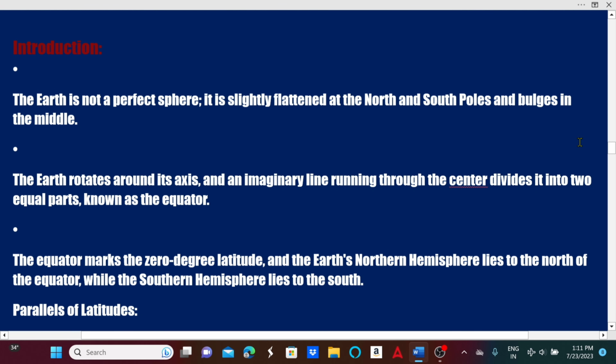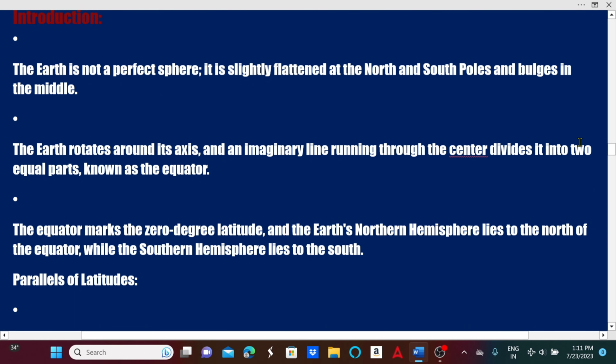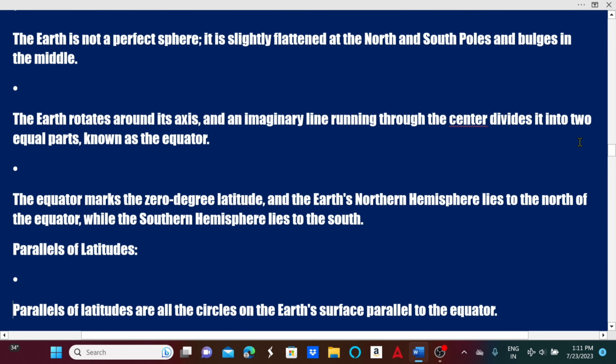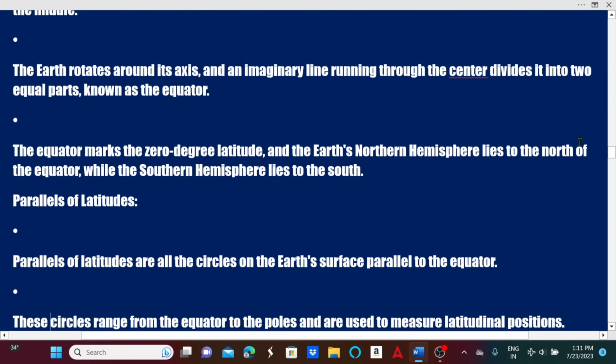Parallels of latitude. Next point is parallels of latitude. It is the latitude actually. This is called latitude, which is along the side of the equator. So what are parallels? Latitude has some more parts, which we call parallels of latitude. Parallels of latitude are all the circles on the Earth's surface parallel to the equator. These circles range from the equator to the poles and are used to measure latitudinal positions.